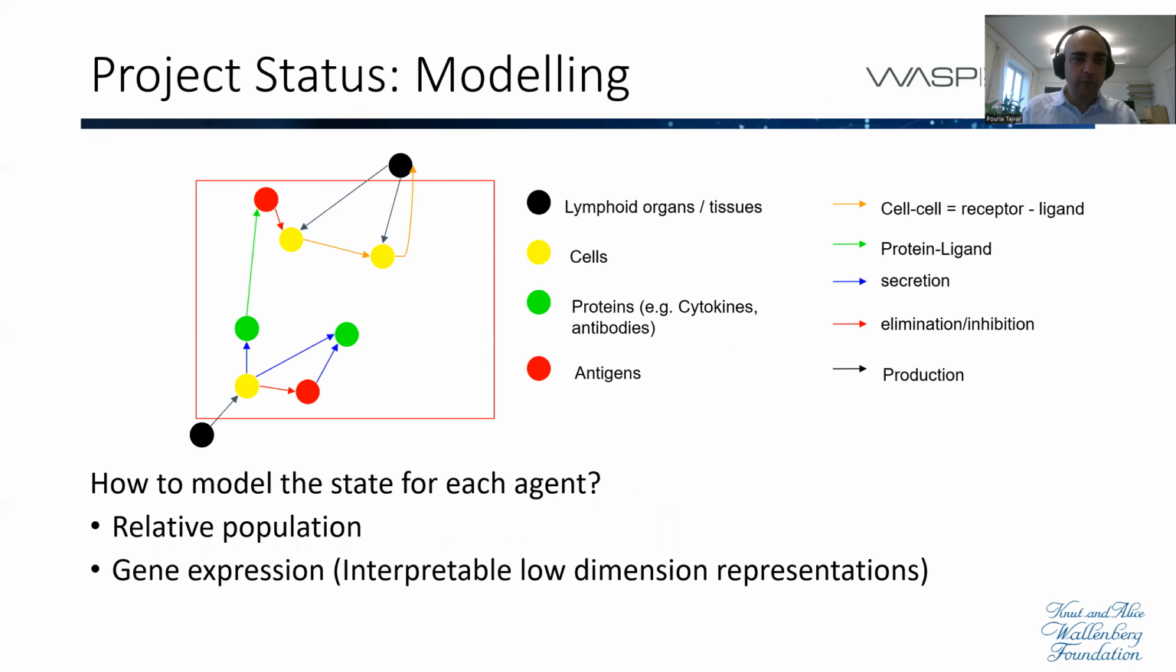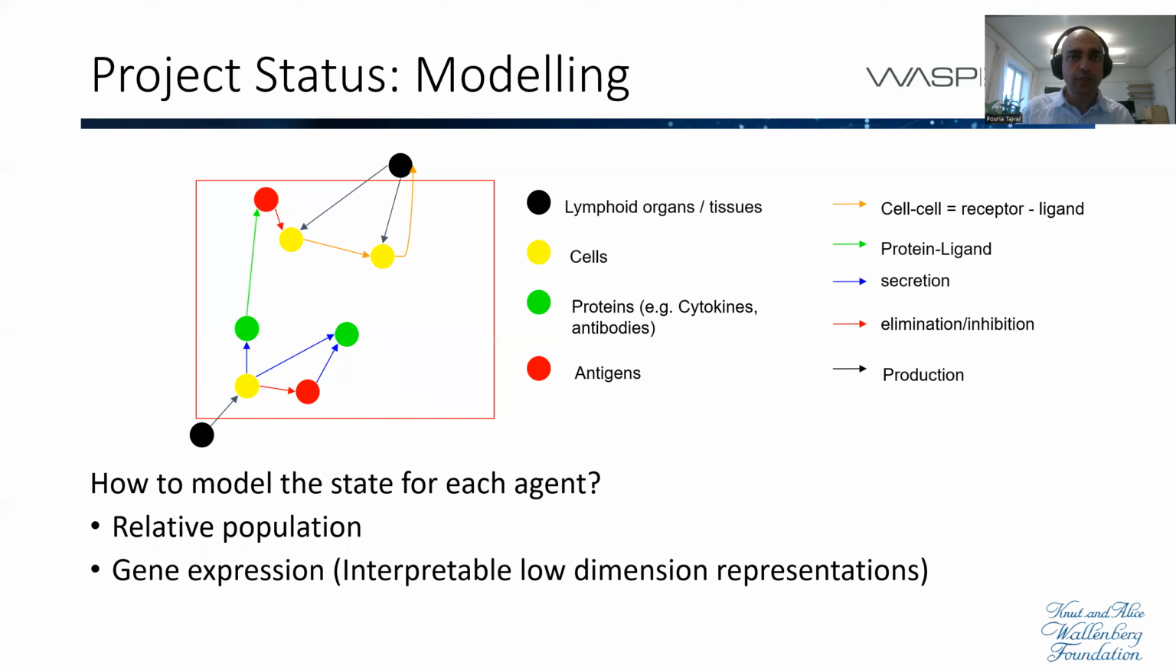So far, we have developed a network-based model where each node represents different cell types or other agents in an immune response, including the proteins and antigens. To identify the dynamics in this network, we need to answer two questions. The first one being, how are we going to represent the state in each of the nodes?